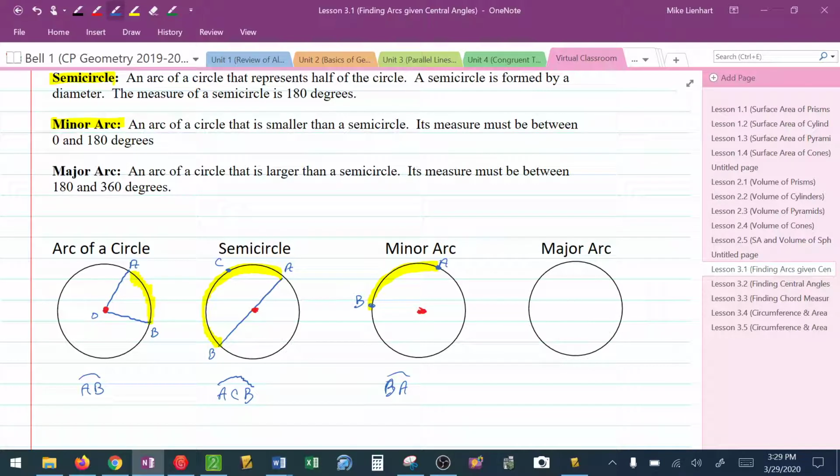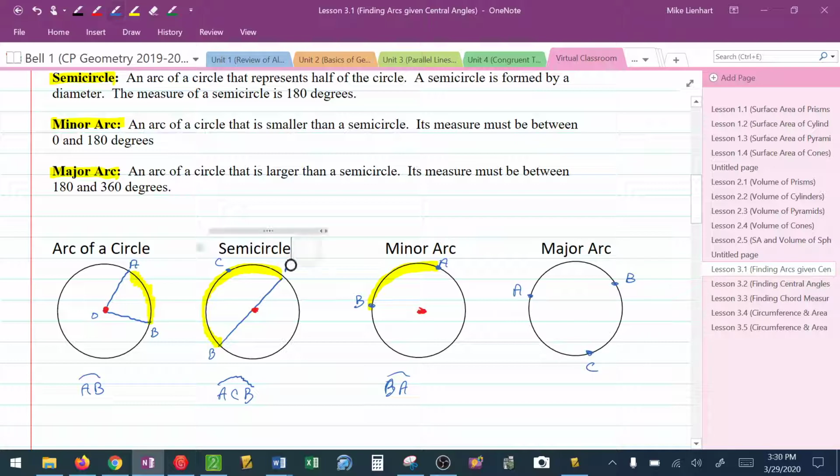Now, if we have an arc that is greater than 180 and less than 360, remember 360 is 1 trip around the circle, we call that a major arc. So a major arc has to be bigger than a semicircle, but smaller than the whole circle. So for instance, I'm just going to throw some points here. Let's say that I have points A, B, and C.